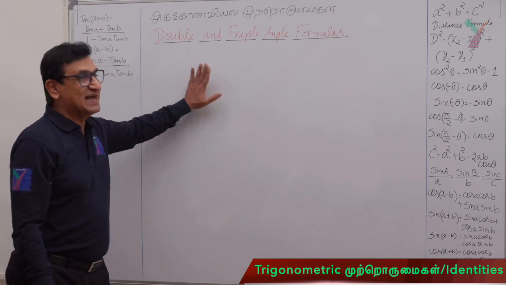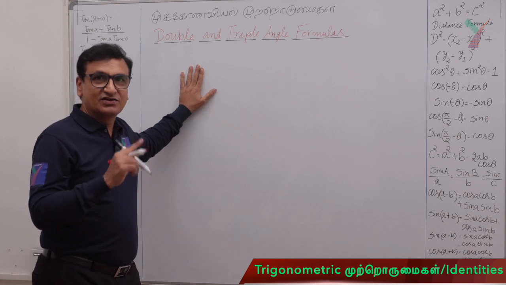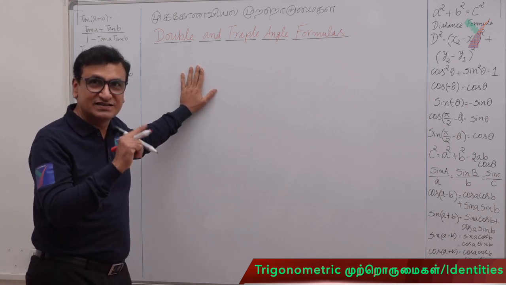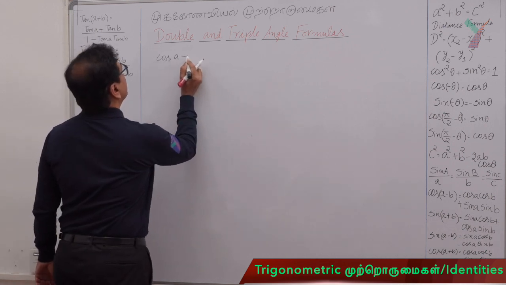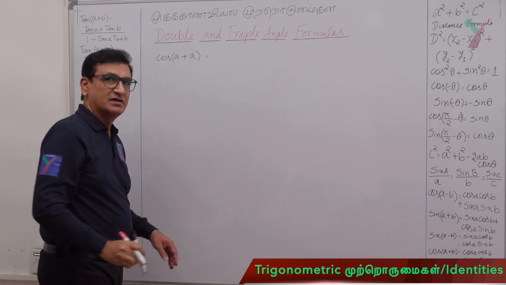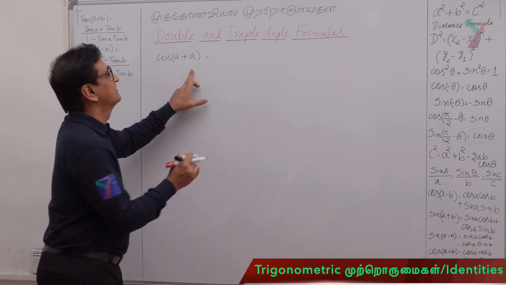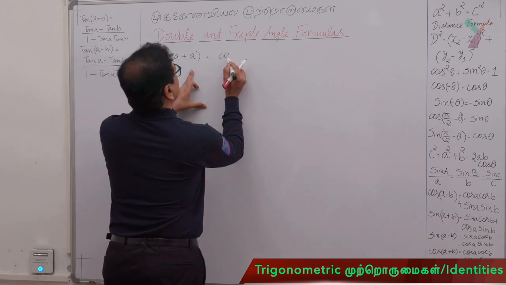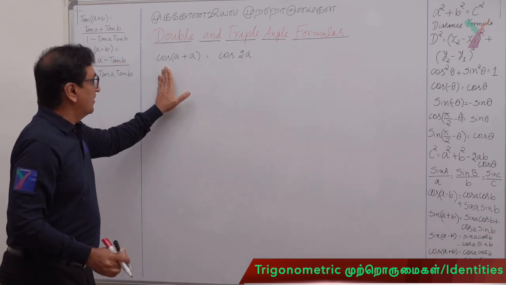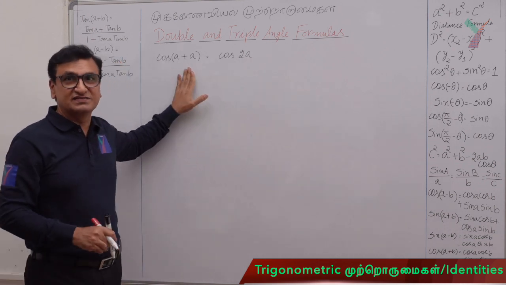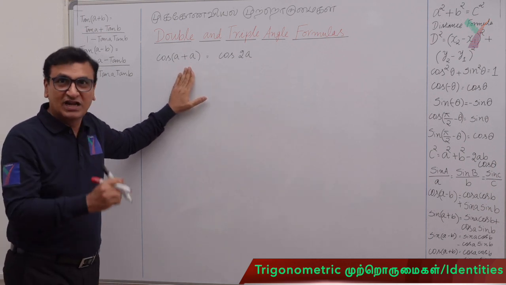Okay, double and triple angle formulas. Now, instead of writing cos A plus B, if I write cos A plus A, what will happen? Cos A plus A is nothing but cos 2A, because A plus A is 2A. Instead of cos A plus B, I have written cos A plus A. If we apply the cos A plus B formula to this, what will we get?